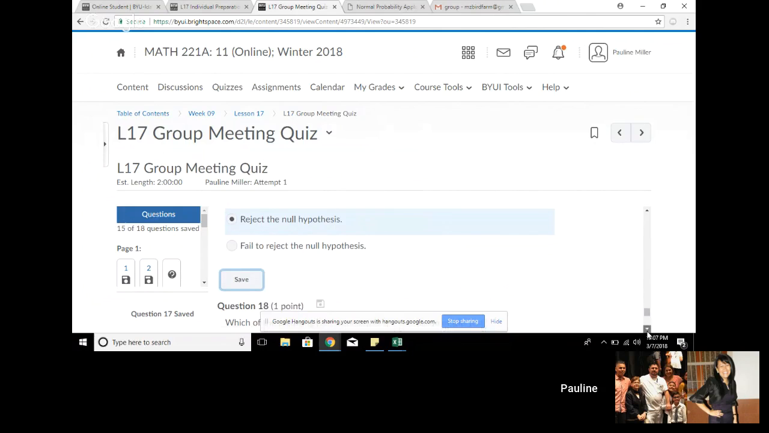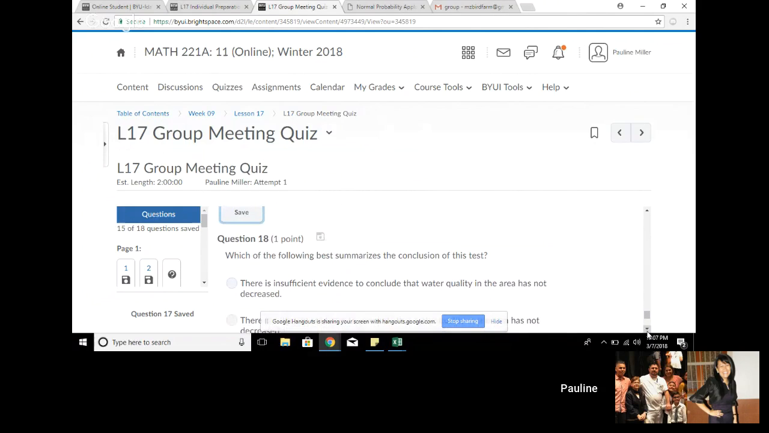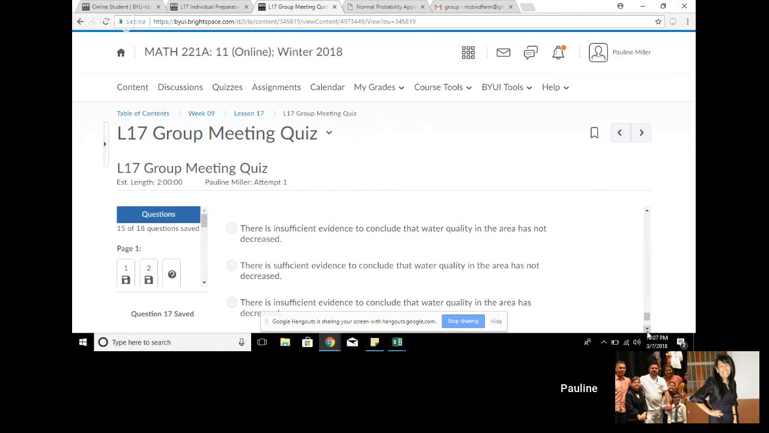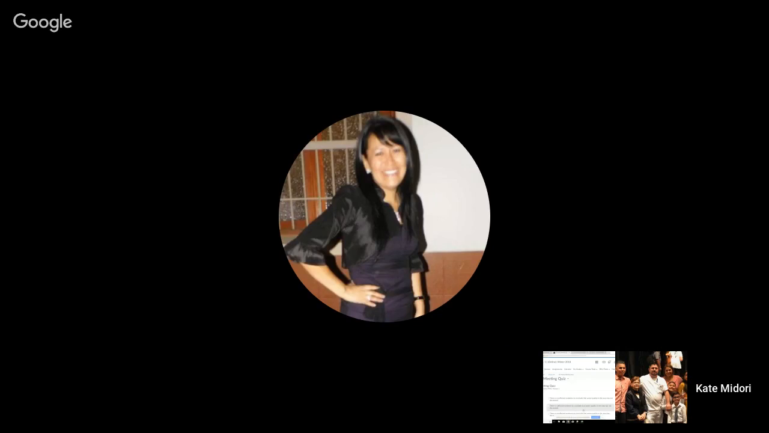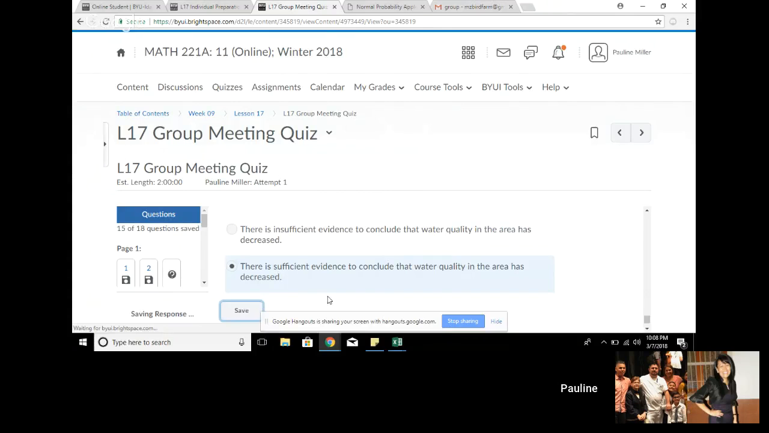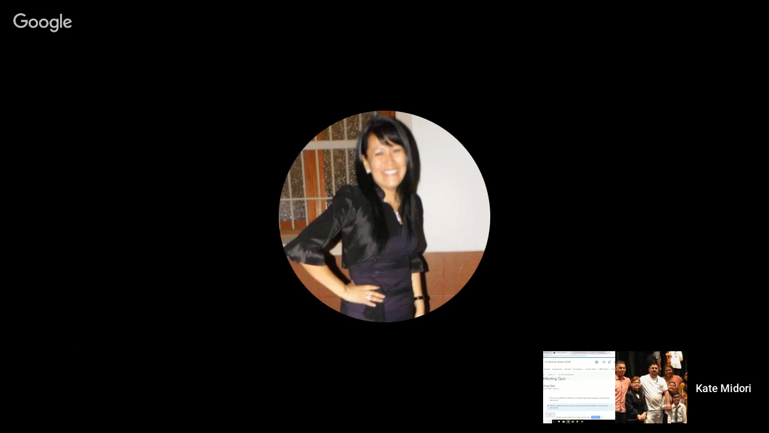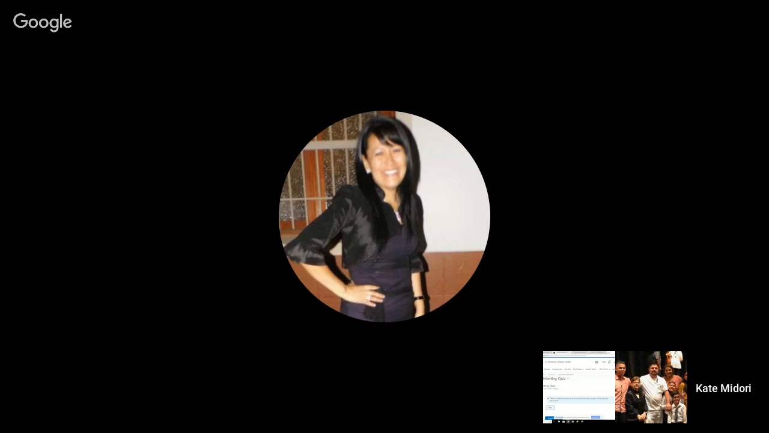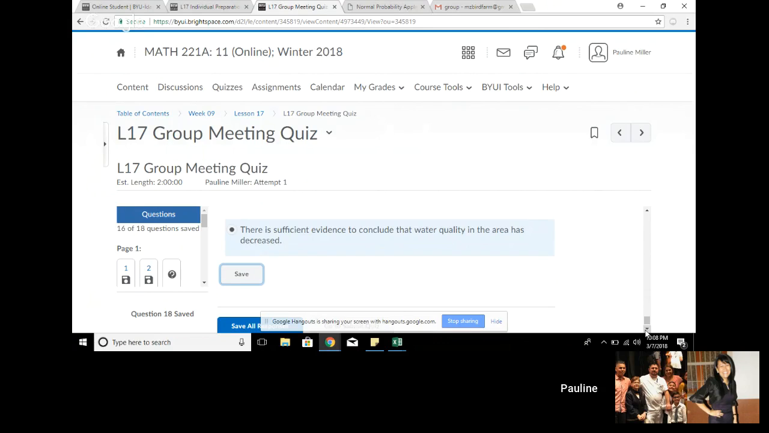The thing that sucks is if you mess up on one part of this, it messes up the rest. So if we reject the null, then there's sufficient evidence for the alternative. So there is sufficient evidence that the area has decreased, right? Okay, is it the last one? Yes. Gracias a Dios. The last one.